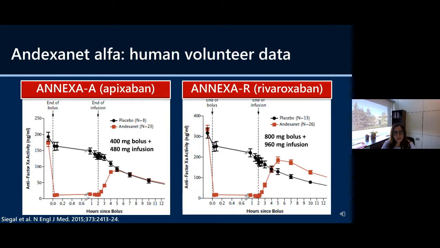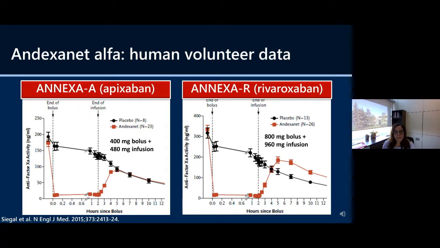Andexanet alfa, these are the human volunteer data that we published. In ANNEXA-A and ANNEXA-R, healthy volunteer subjects were randomized to receive either Andexanet alfa or placebo after receiving apixaban or rivaroxaban. And you can see in the red line that the administration of Andexanet really dramatically decreased the anti-factor Xa activity level. That's the reliable test for anticoagulant effect. And that level was maintained throughout the duration of the infusion. So it was administered by a bolus and then a 2-hour infusion, and the dose was different depending on the drug.